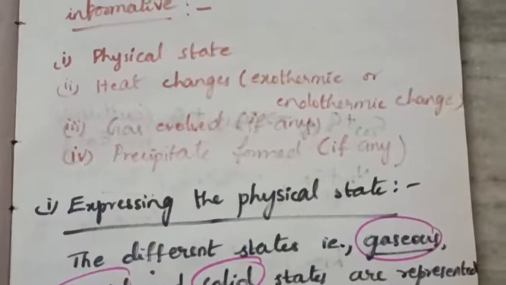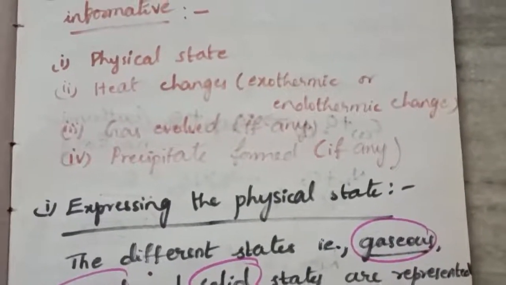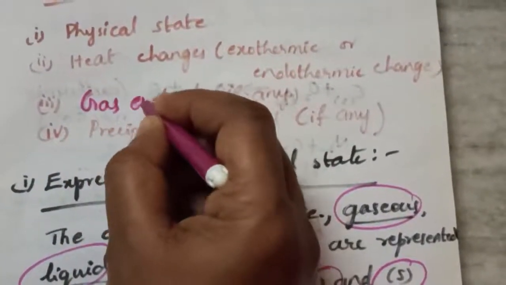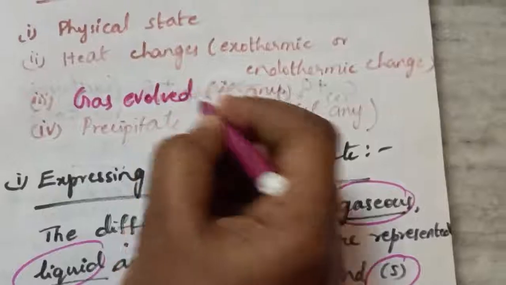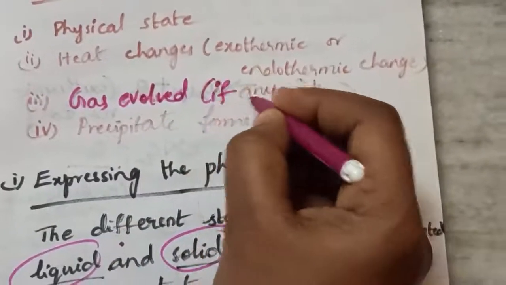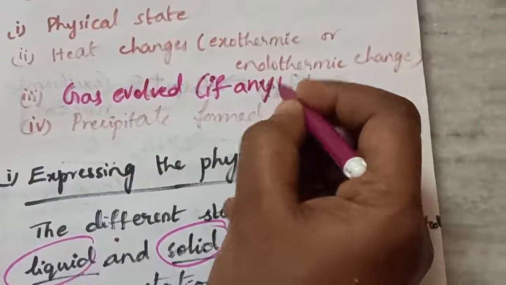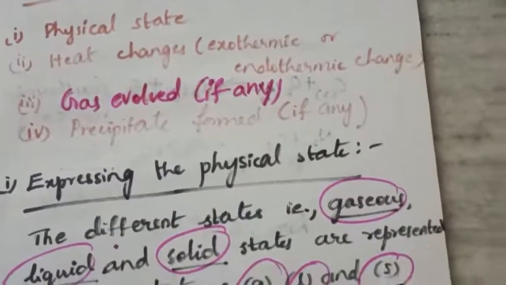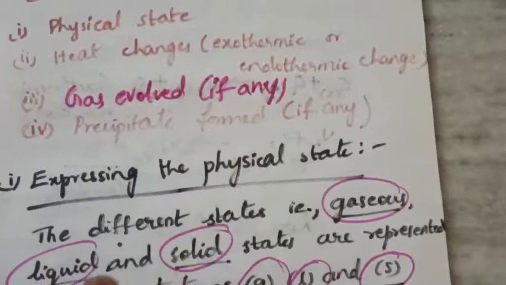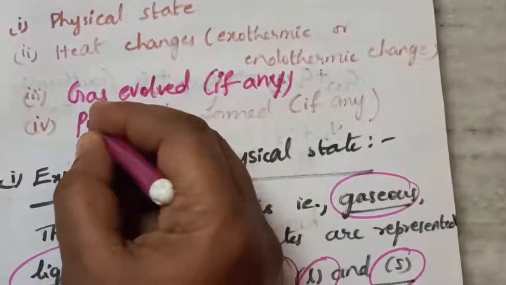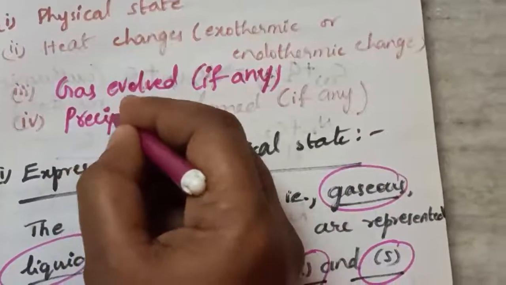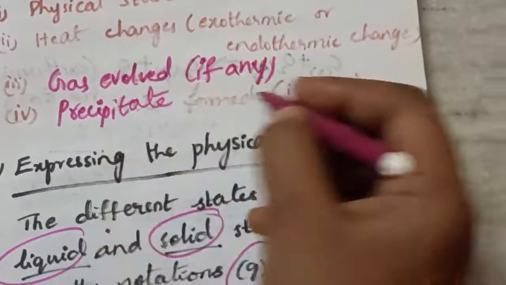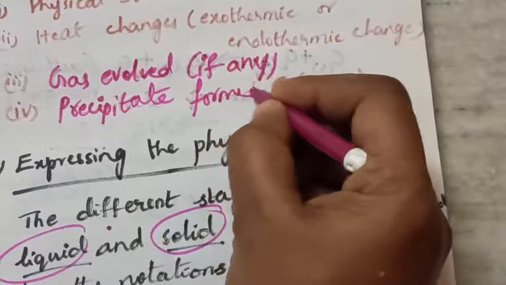And coming to the third one, gas evolved, if any. So how can we mention and how can we denote that, we need to know. And coming to the precipitate, this also I have explained in the previous activities. Precipitate formed or not. So how can we denote that precipitate? That we are going to see in this explanation.